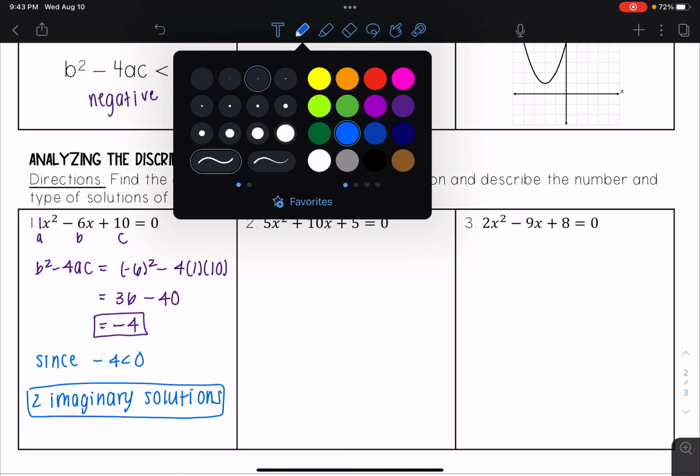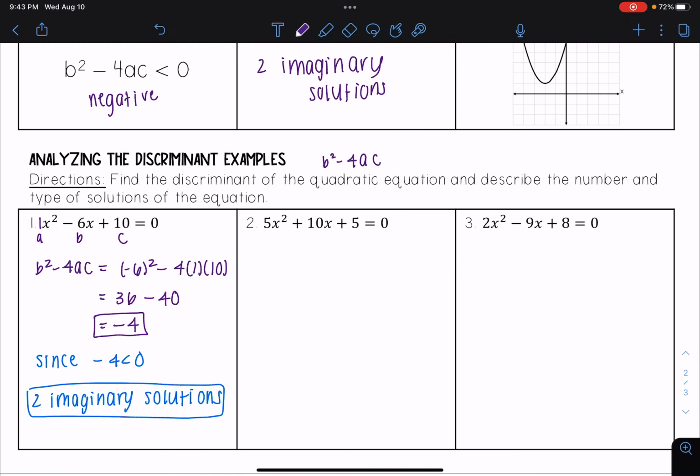Okay, let's look at number 2. Number 2, I have 5x squared plus 10x plus 5 equals 0. I'm going to first label my a, b, and c. My a is the number in front of x squared, which is 5. B is the number in front of x, which is 10. And c is the last number, which is 5.